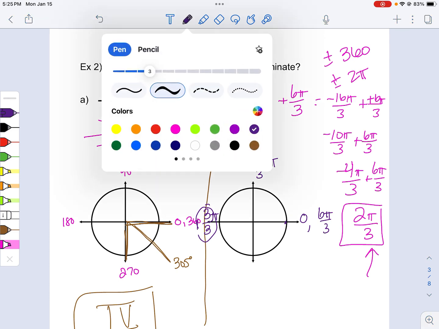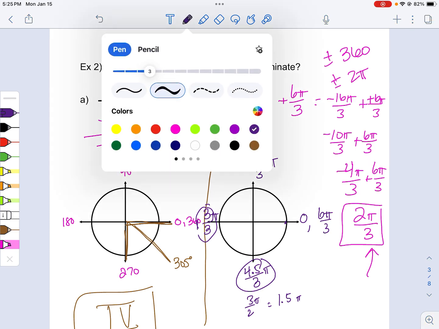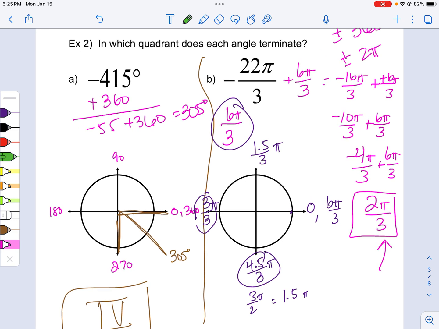Okay, and then the hardest one to figure out is the one down here, but it's actually not so bad. This is really 3 pi over 2, which is the same as 1.5 pi. So I know that 1 full pi is 3/3, and I know half a pi is 1.5 thirds. So if I take those two and I add them together, that gives me 4.5 pi over 3, or 4.5 thirds pi.